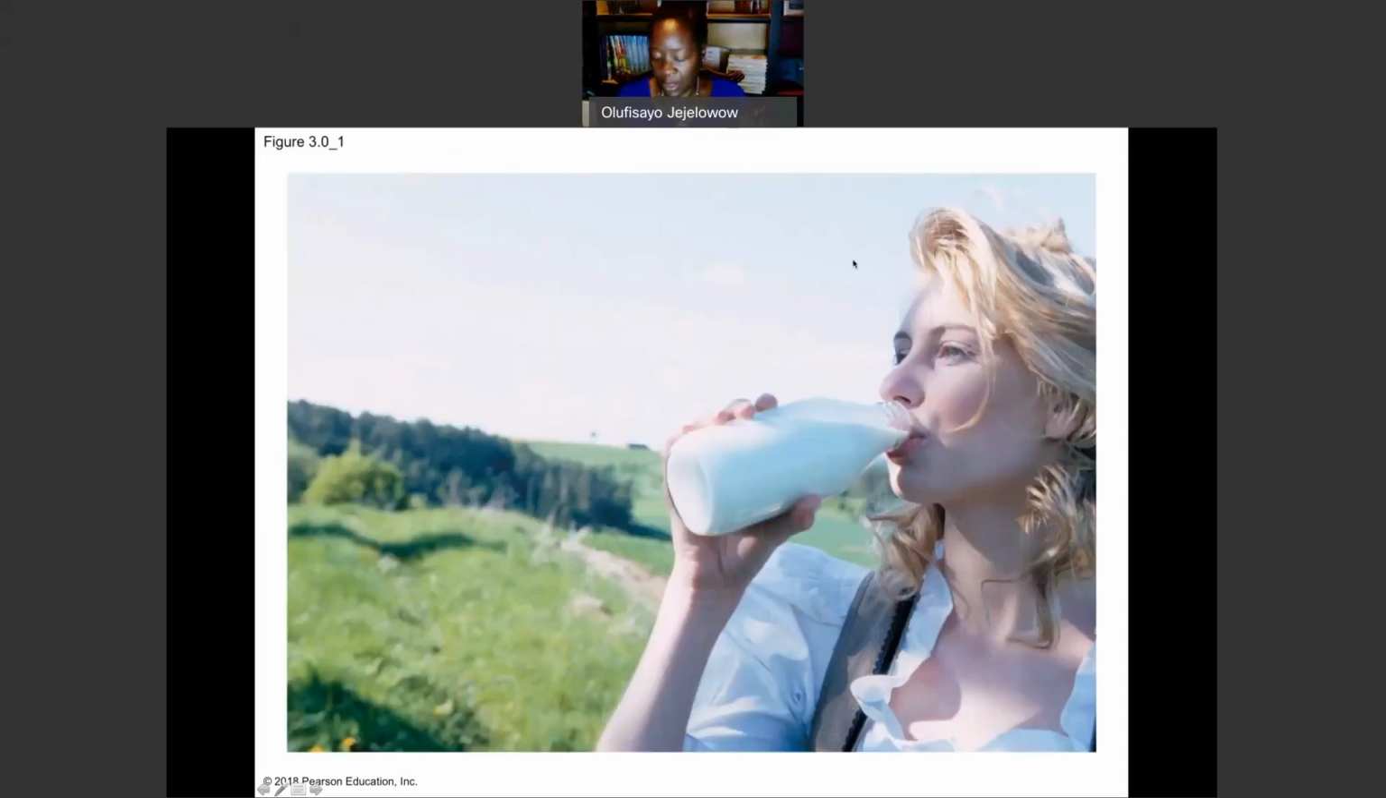So she's drinking lactose. If you're not lactose intolerant, you're happy. But if you're lactose intolerant, problems follow. Oh my goodness, pain, ache from the indigestion, bloating, and all of those go on.